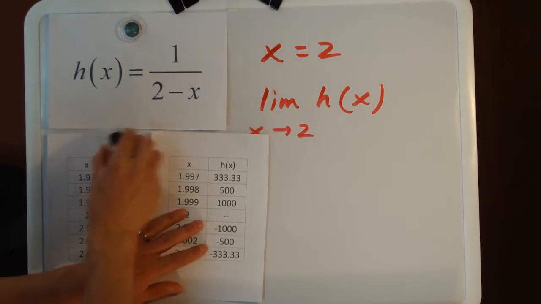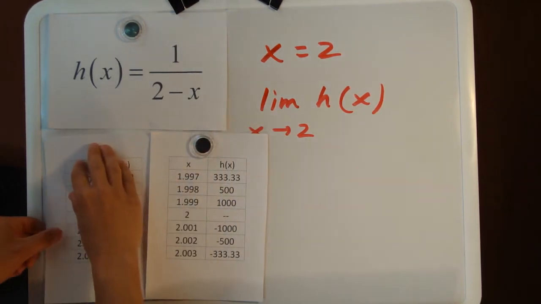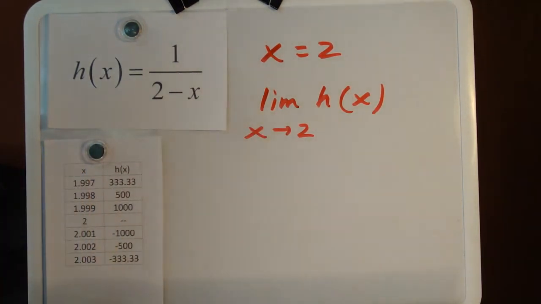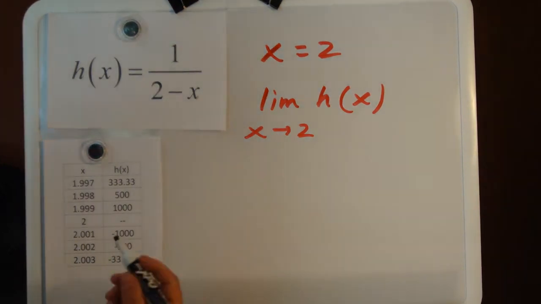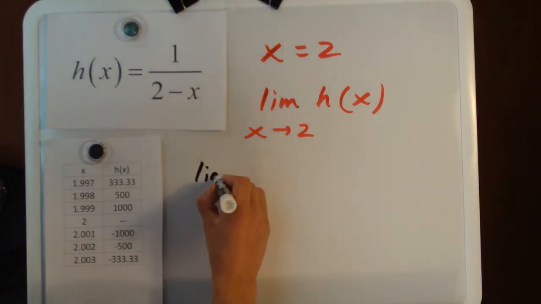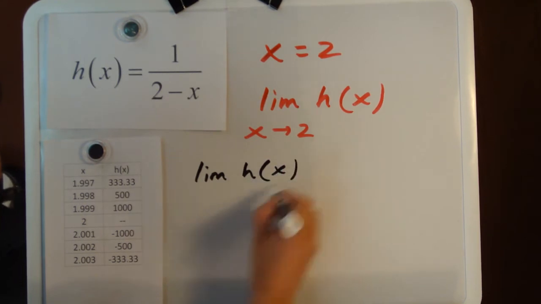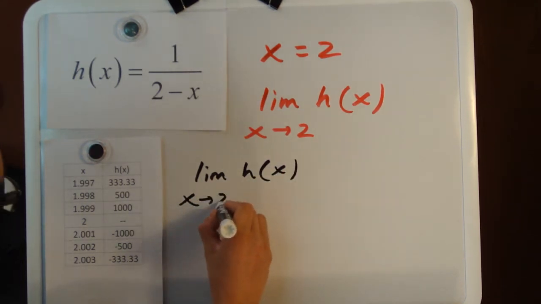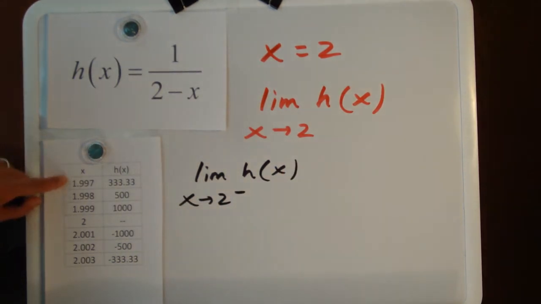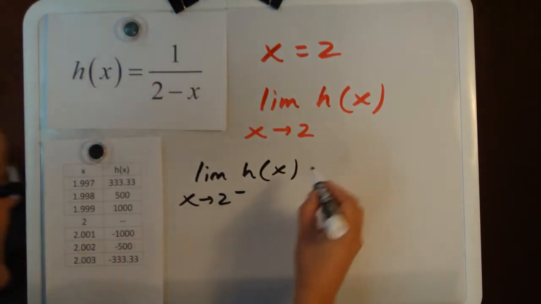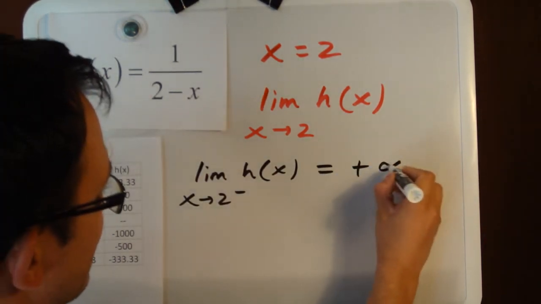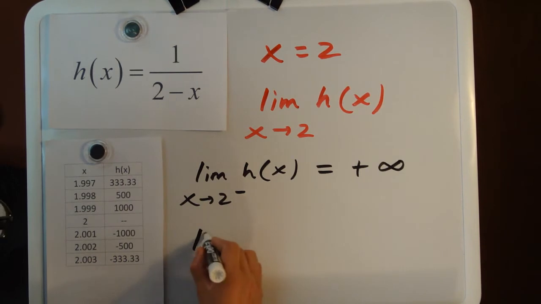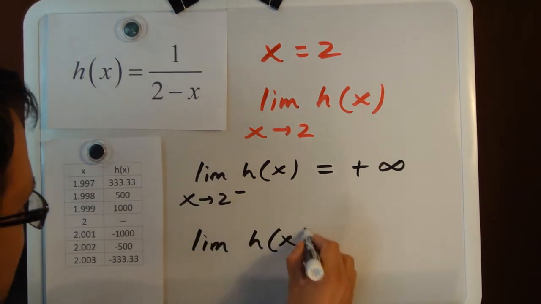So I'm going to switch this out and then we can write down those statements. So what we could say here, we could say the limit of this function h of x as x approaches 2 from the left, right? So we're looking over here. This appears to be positive infinity. So we can write that statement, and then we can write a similar statement on the other side.